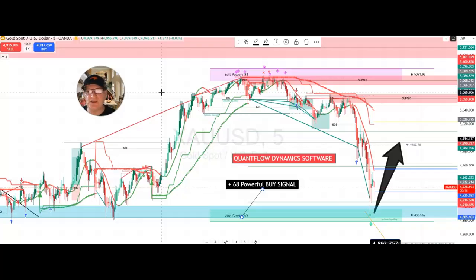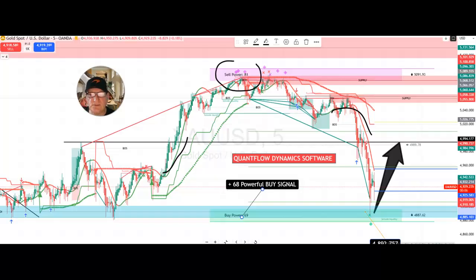This is the 5-minute chart on gold with the QuantFlow dynamic software. So just a reminder how it works. We're looking for buys above the 50, sells below the 50. Okay, but there's other ways to trade this.